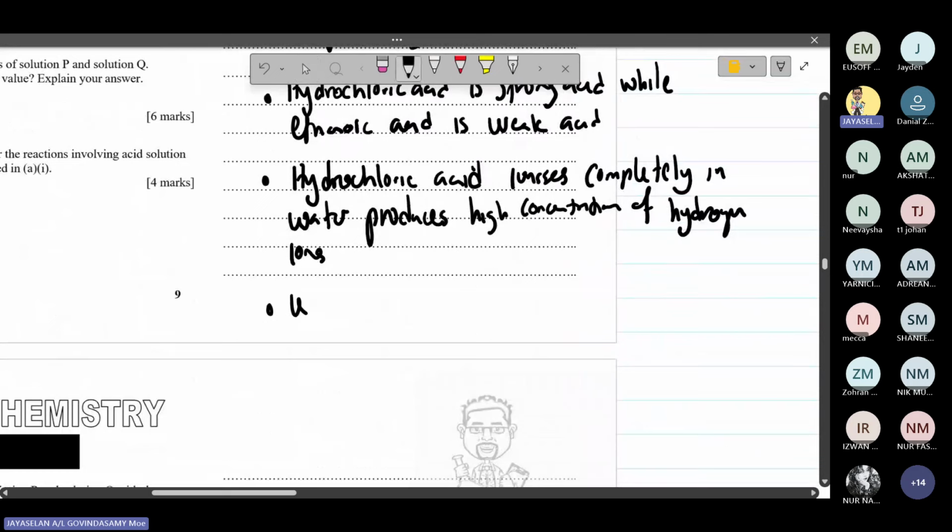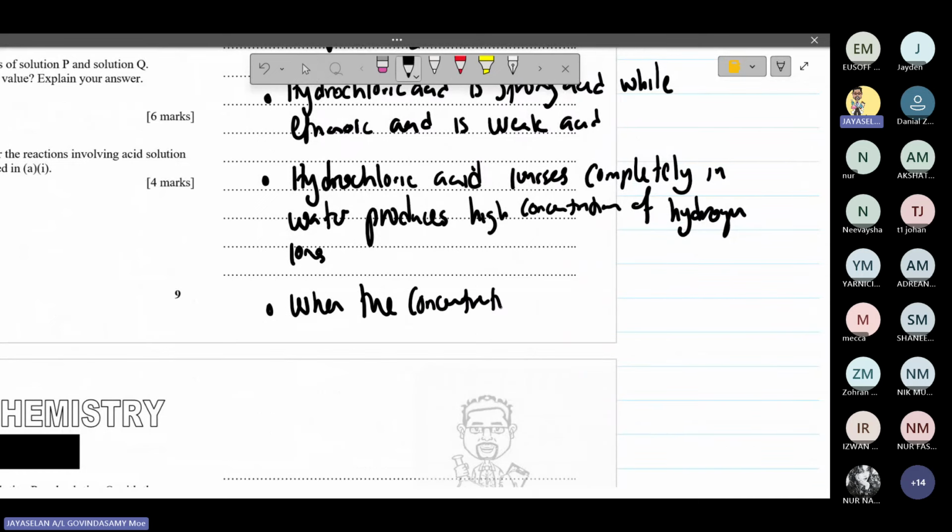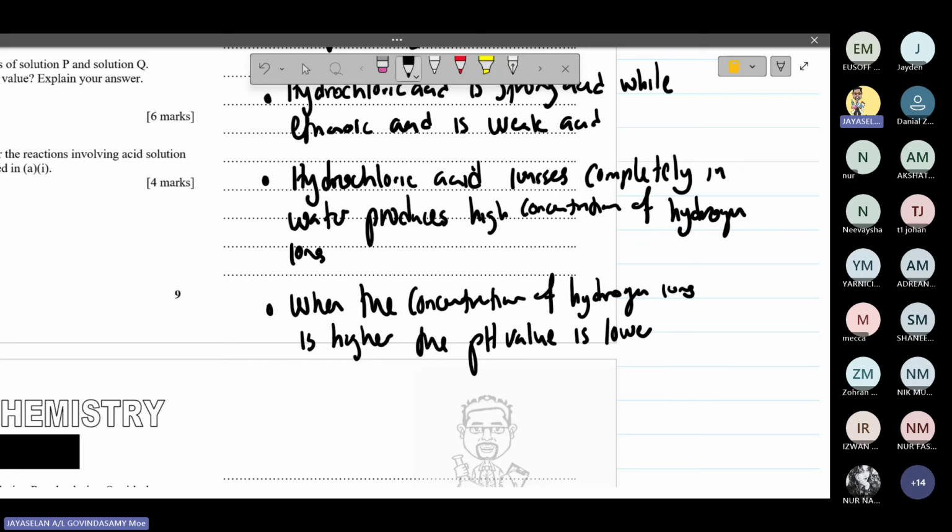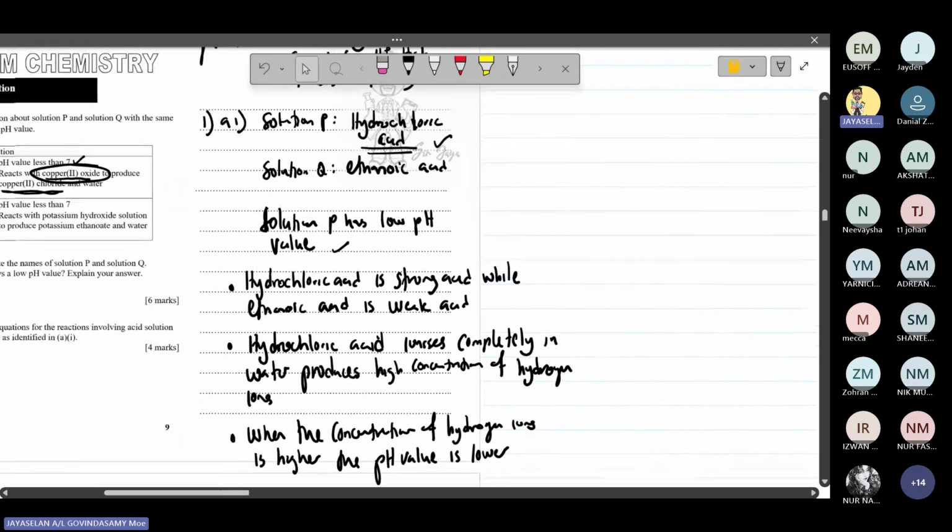Next point, when the concentration of hydrogen ions is higher, in hydrochloric acid the concentration is higher, right? The pH value is lower. You have got 6 marks. Any question? Okay, you want to copy? Copy.